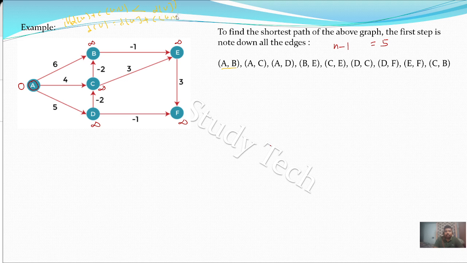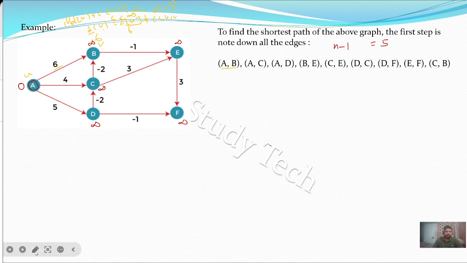For example, here it is u, here it is v. d of u is 0, plus cost of uv, which is 6, so that is equal to 6. 6 is less than d of v, and d of v is infinity, so the condition is true. Then you can update d of v to d of u plus cost of uv, that is 6, so you can update here with a 6. Like that, you find the distance from one source vertex to all other vertices.